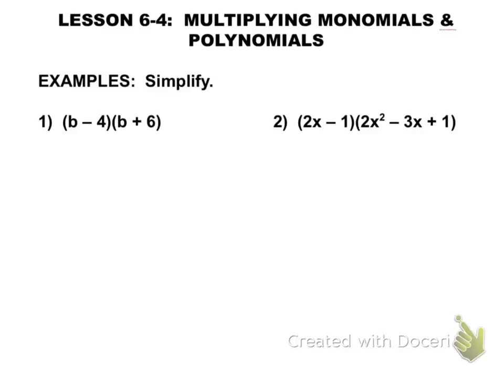So we're talking about multiplying monomials and polynomials, and we are going to kind of mesh all those together. What does that look like? And so here we are. We're starting here. We have two binomials.